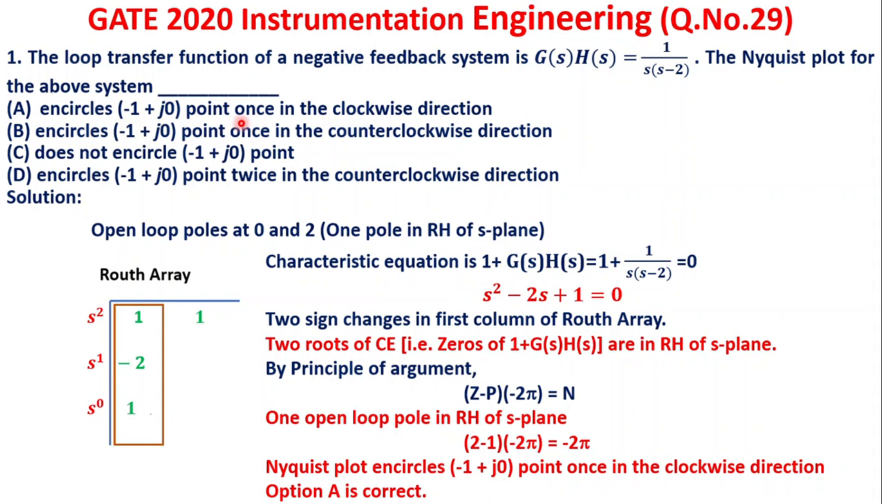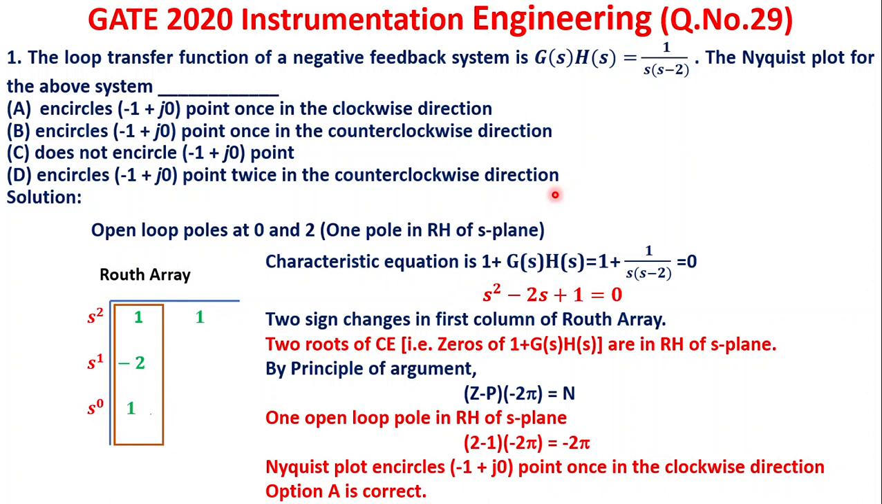Encircling minus 1 plus j0 point once in clockwise direction, once in counterclockwise direction. Does not encircle minus 1 plus j0 point. Encircles minus 1 plus j0 point twice in the counterclockwise direction. So we have to determine how many encirclements are made by the Nyquist plot about minus 1 plus j0. That means we should know the number of zeros of the characteristic equation or closed loop poles of the system to find out the number of encirclements.